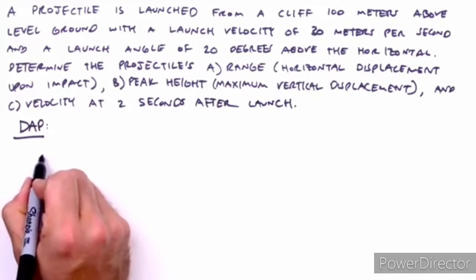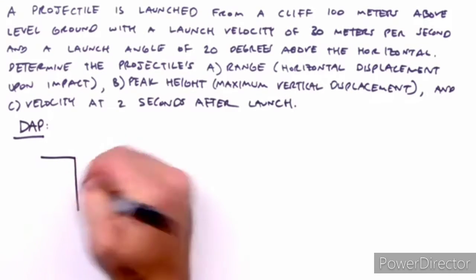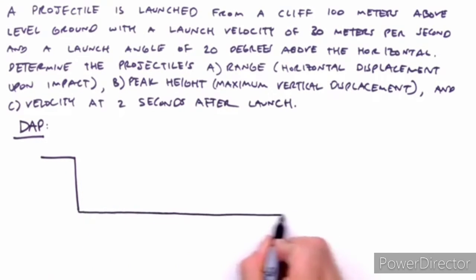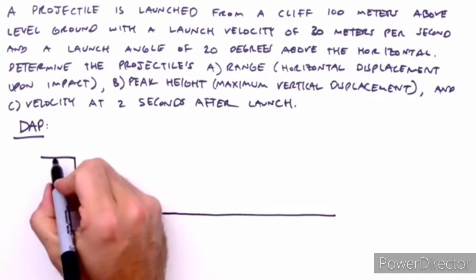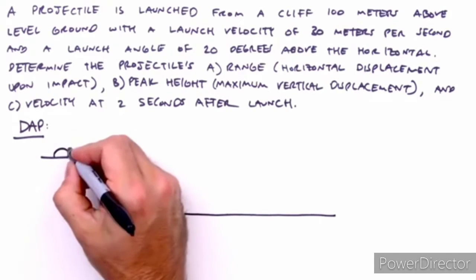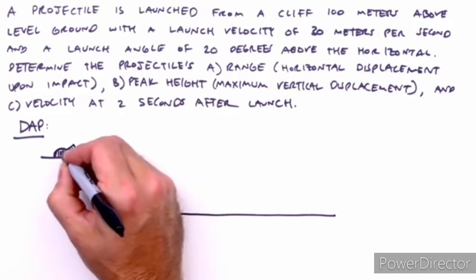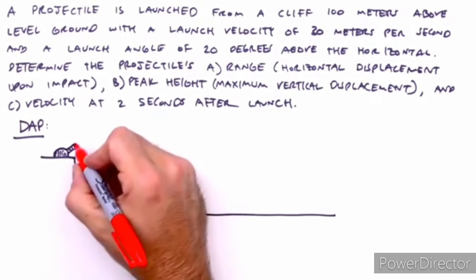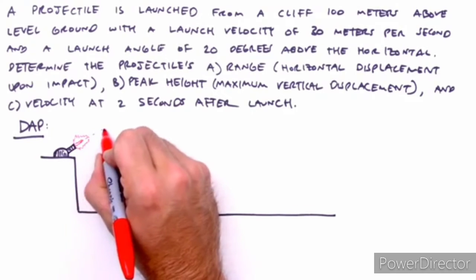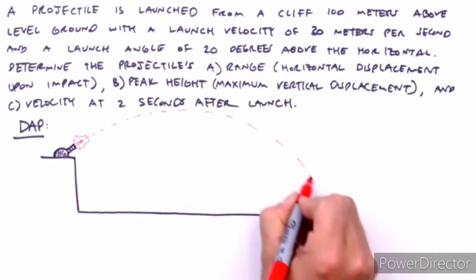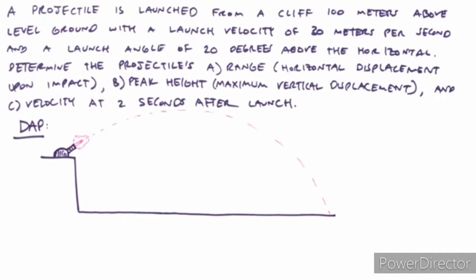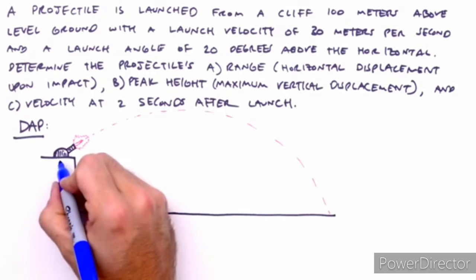So here's the cliff from which our projectile is launched. And here's the level ground below. We'll draw a cannon to fire the projectile, and also to mark its initial position. And there's our trajectory. And we're done with the picture. Not much to this one. Yet. So what are our knowns and unknowns?